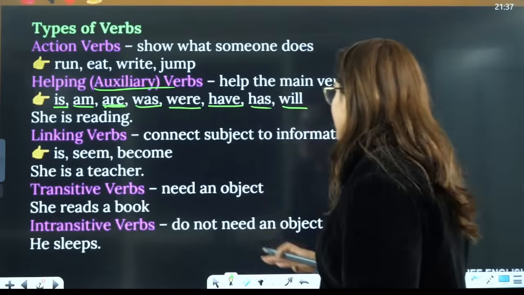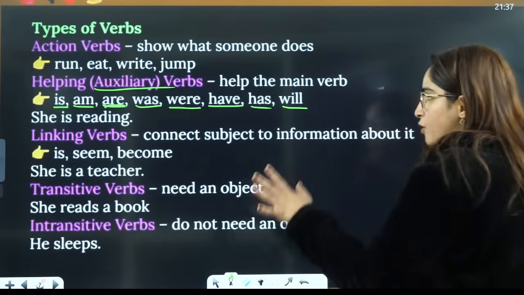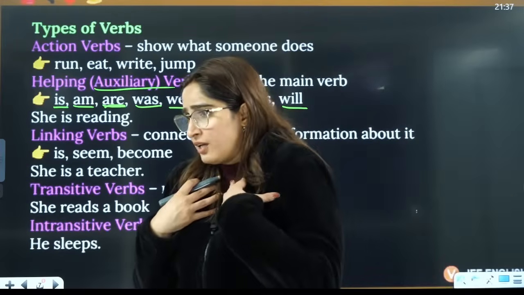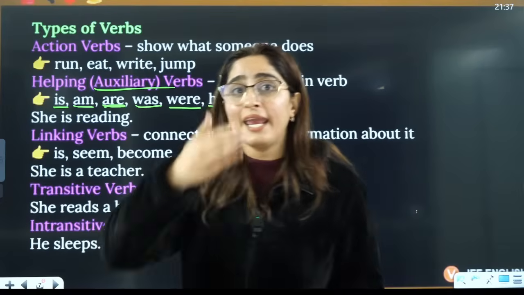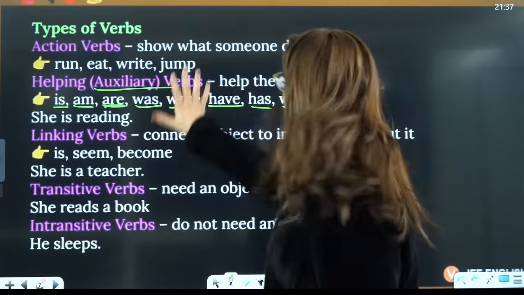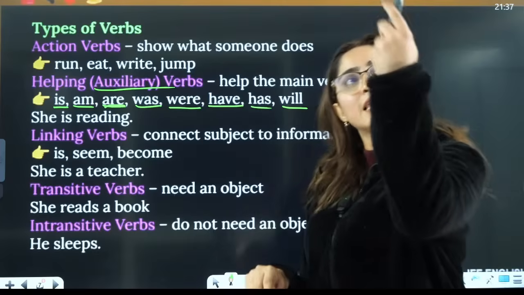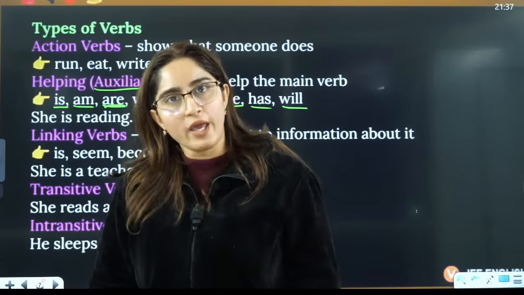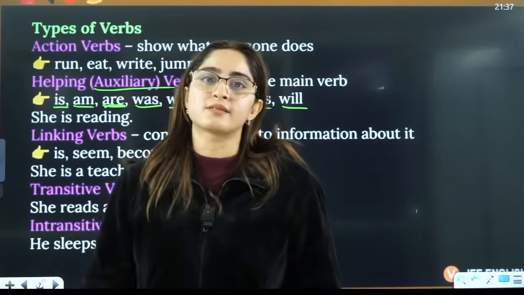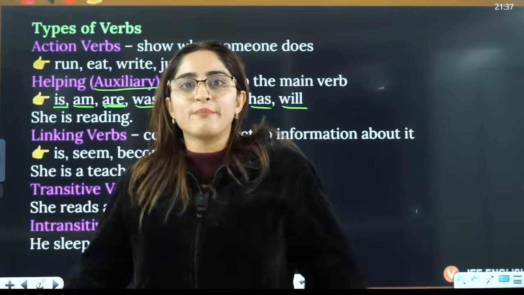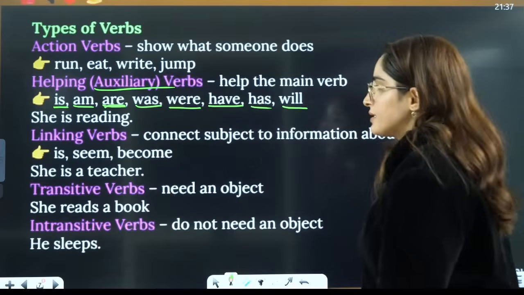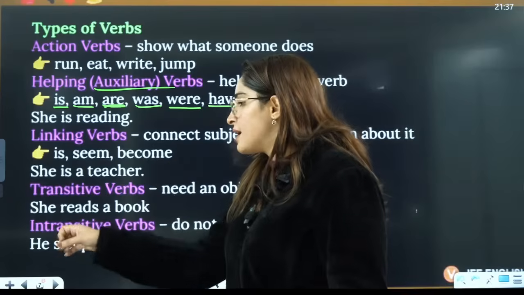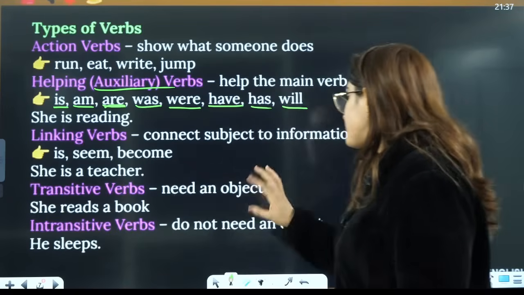Linking verbs connect the subject to information about it. Like she is a teacher. He is a student. This is a board. This is a pen. Okay? This is a specs. So that's how you tell. This is linking verbs. Then transitive verbs need an object.